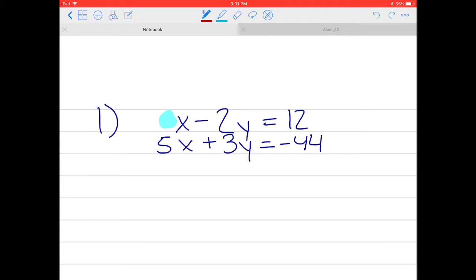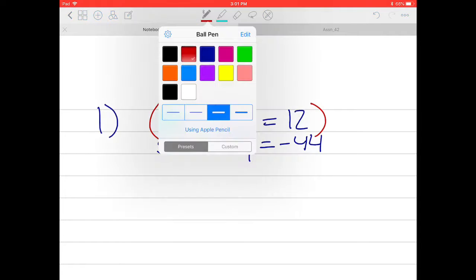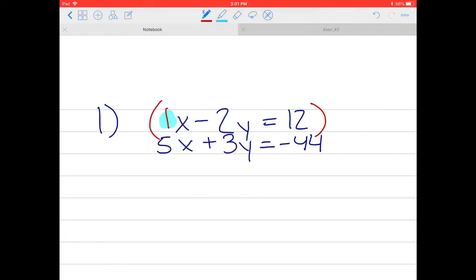So what we're going to do is multiply the top equation by 5, because 1 times 5 is going to give us 5x. So you have to do it to the entire equation. You can't just multiply the x times 5, because then you're changing the equation and it's not the same thing anymore. So we're going to distribute the 5.